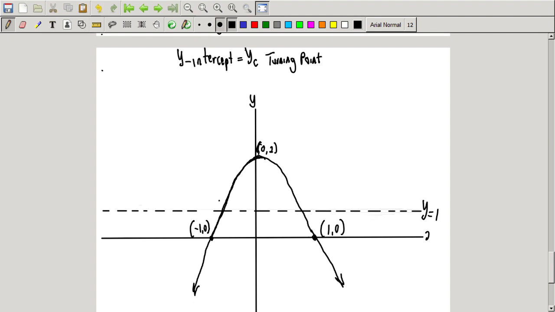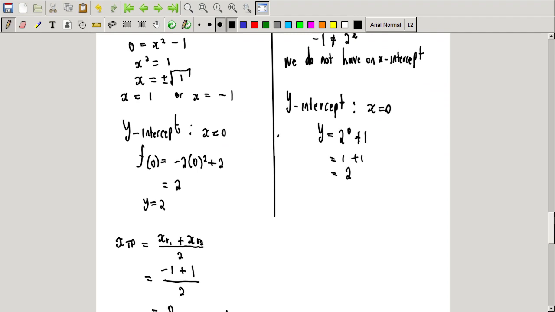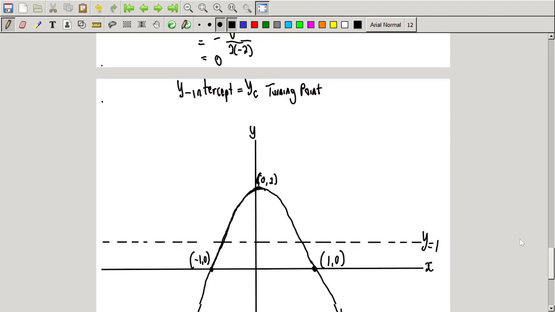It is restricted by this line and it is up, so it doesn't touch the x-axis. Okay, another thing that we know is that the y-intercept is at 2, so our y-intercept is just here. Let me draw this function in red. It's here at 2, beautiful. Same as the turning point of the other function.